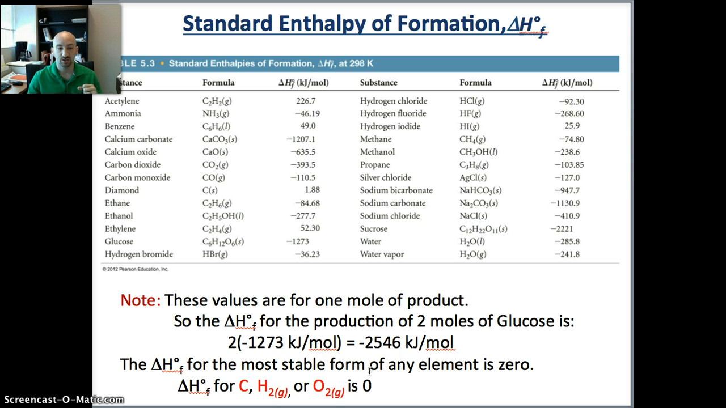The other thing that you need to note is that delta H of formation for the most stable form of any element is going to be 0. So when we're talking about just carbon, hydrogen gas, or oxygen gas, it's going to be 0. Okay, so you should always remember that.